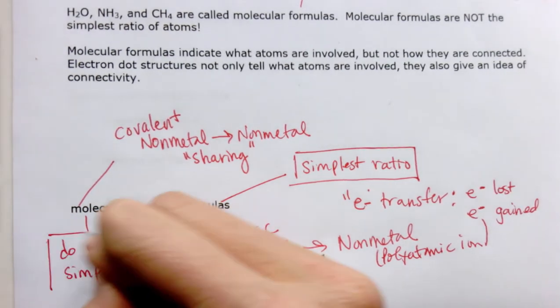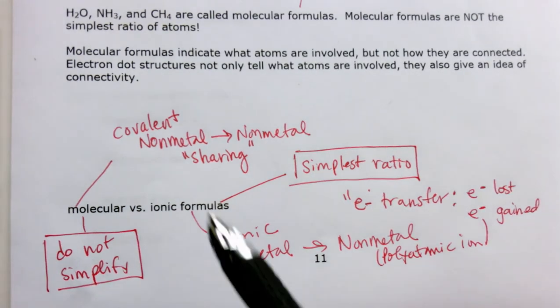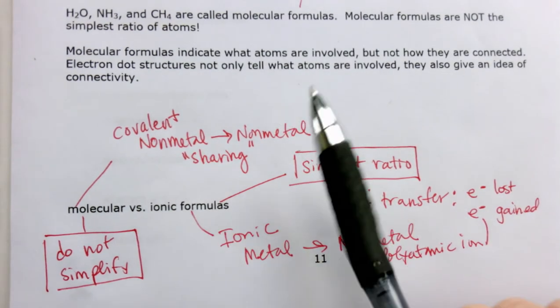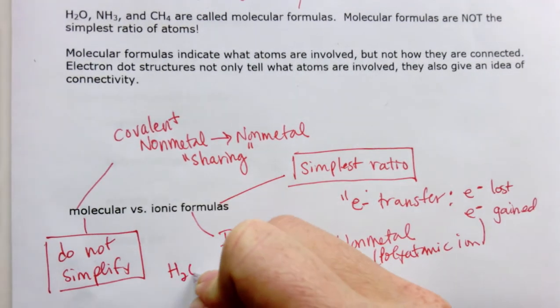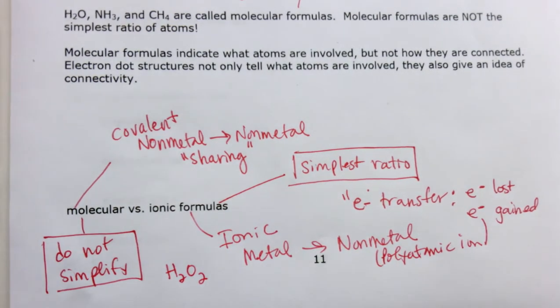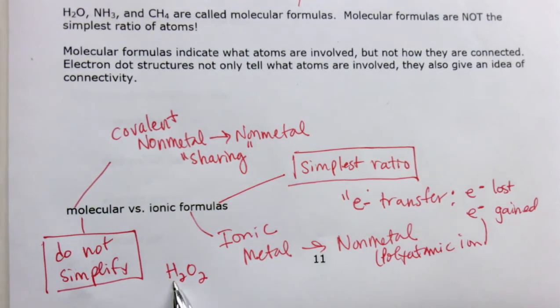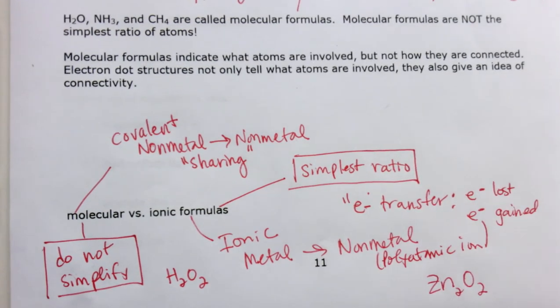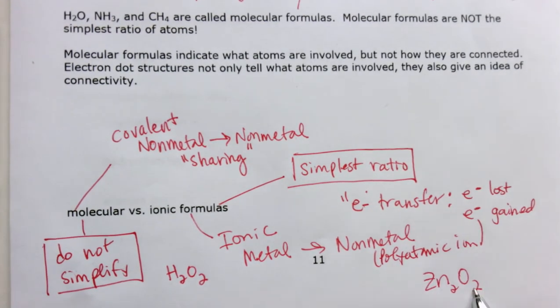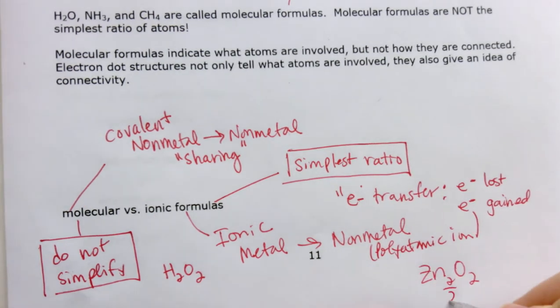You might say, well, how do I know whether or not to simplify? Again, look for the nonmetal to nonmetal. If it's nonmetal to nonmetal and you have something like this, H2O2, you say, oh, I really want to simplify that. That's really just HO. No, don't simplify it because hydrogen is a nonmetal and oxygen is a nonmetal. Whereas with an ionic formula like Zn2O2, well, zinc's a metal, oxygen is a nonmetal. I can simplify this. So I get ZnO.